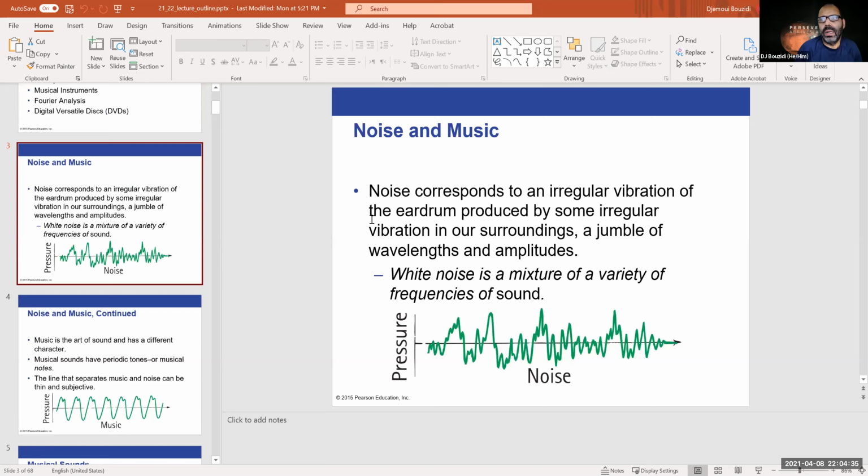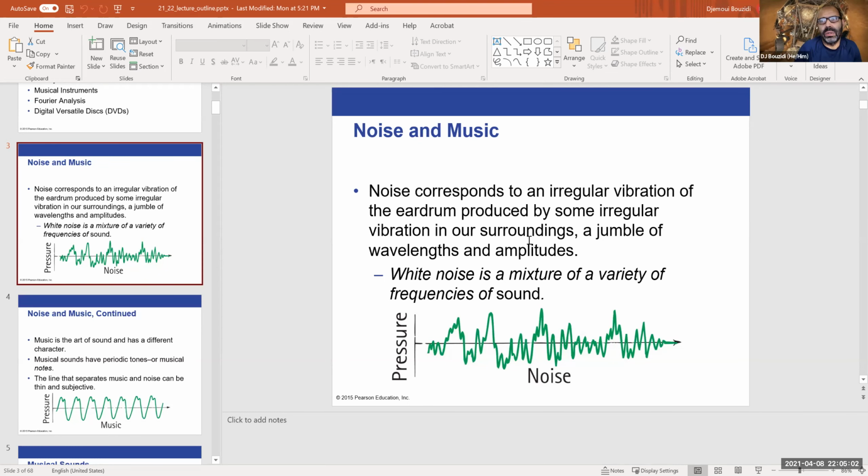Anyway, noise is when you have a lot of frequencies mixed up, and you cannot make out a clear tone or clear frequency in it. So you cannot see exactly the clear message. It's usually a mixture of a variety of frequencies, so it's very hard to distinguish one frequency from the next.